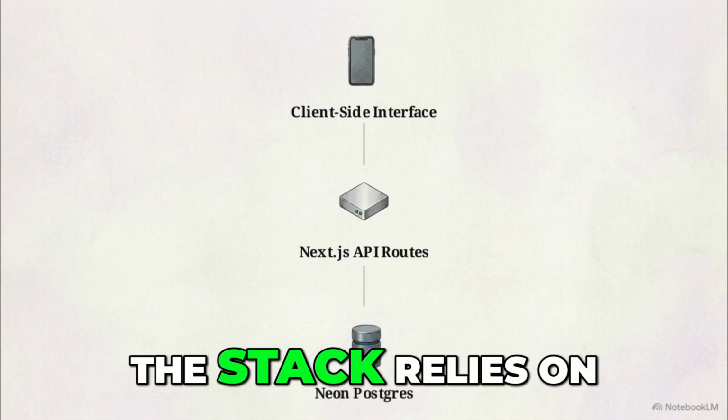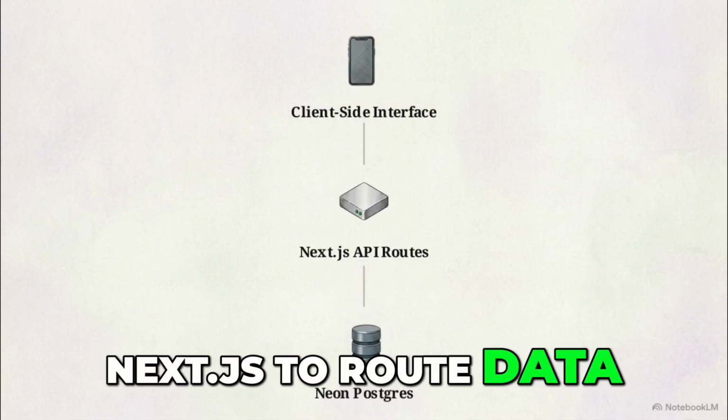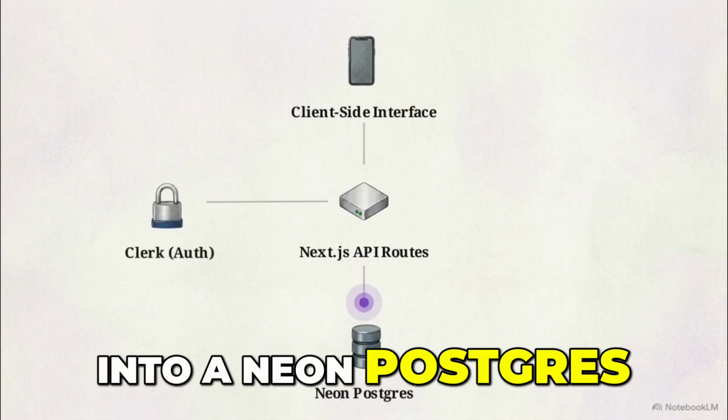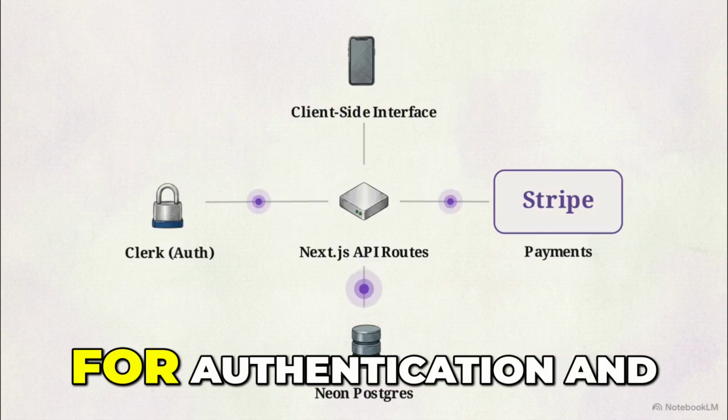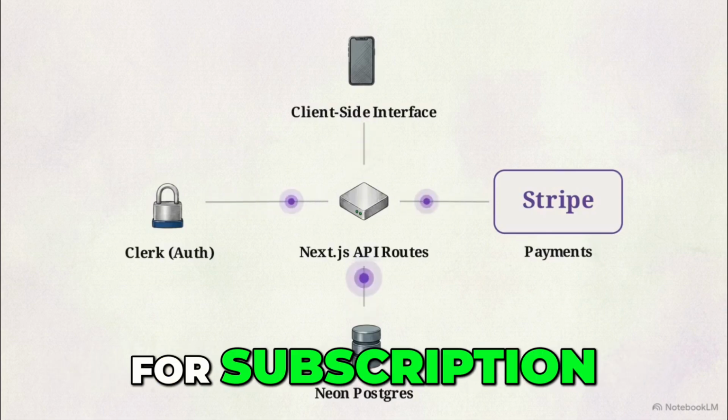This architecture map shows the baseline solution. The stack relies on Next.js to route data from the client layer into a Neon Postgres database, while integrating Clerk for authentication and Stripe for subscription management.